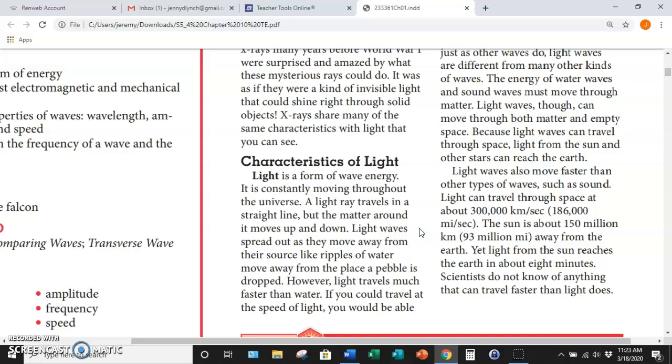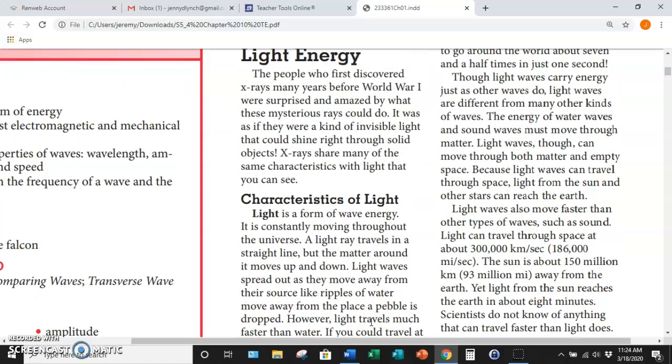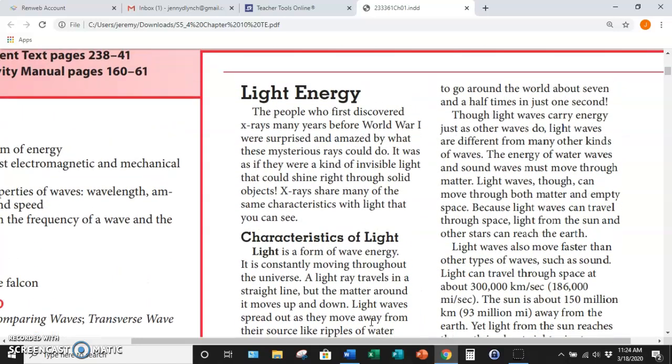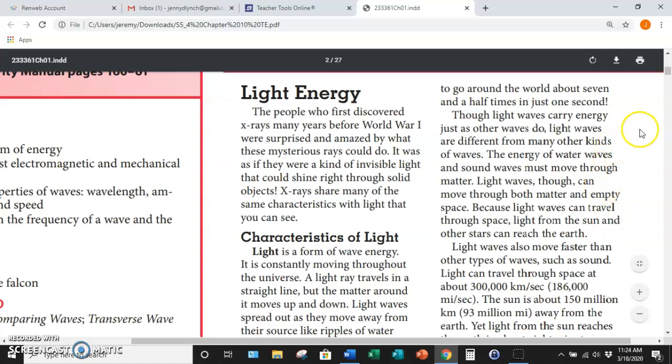Light waves spread out as they move away from their source, like ripples of water move away from the place a pebble is dropped. So if you think about when you've thrown a pebble into a pond or a river, how that ripple effect comes out from it, that's how light does. However, light travels much faster than water. If you could travel at the speed of light, you would be able to go around the world about 7.5 times in just 1 second.